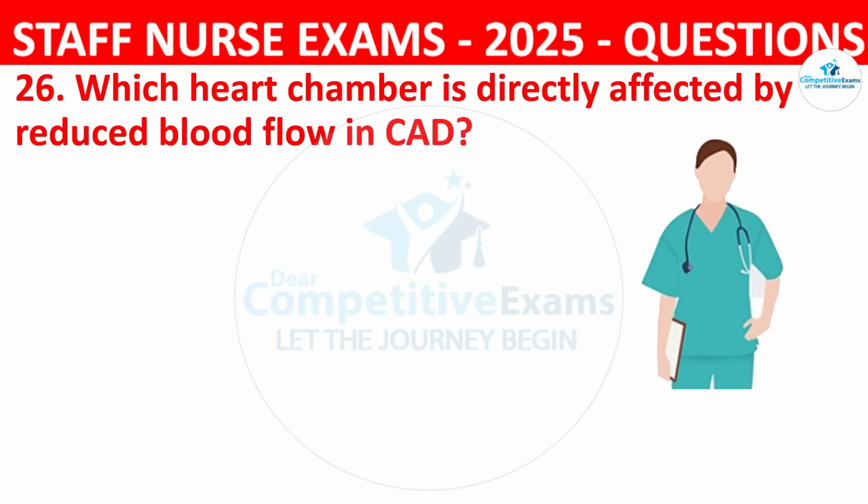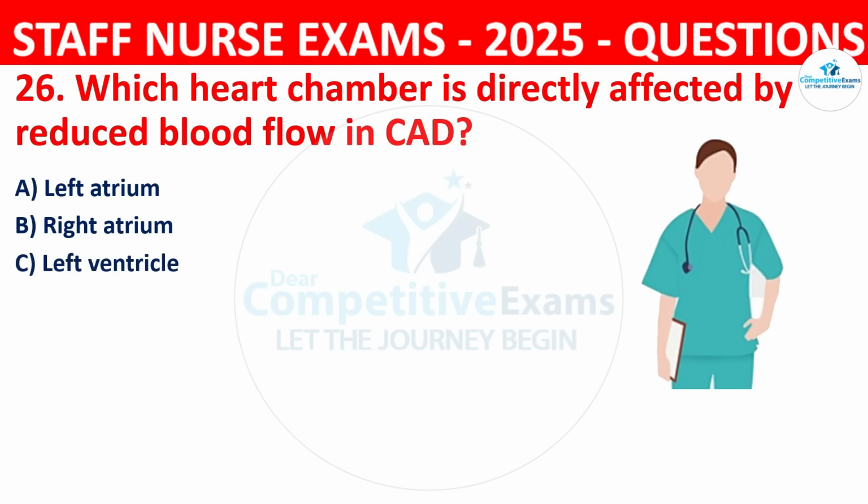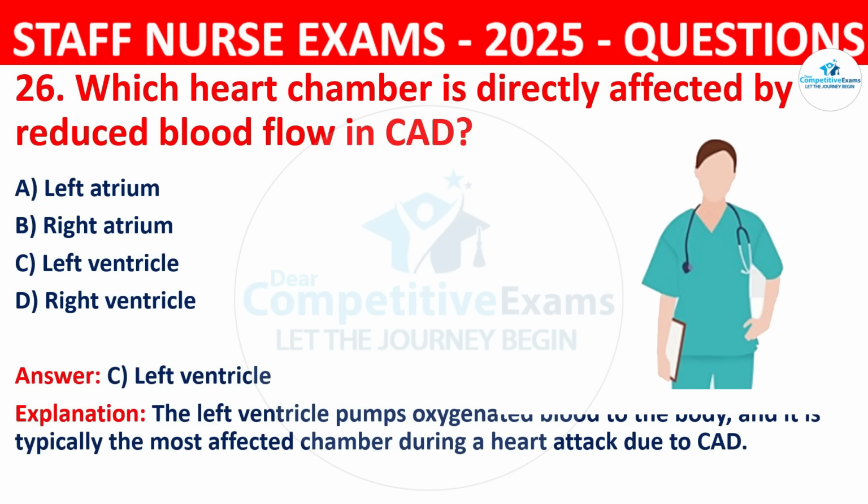Question number 26. Which heart chamber is directly affected by reduced blood flow in CAD? The options are left atrium, right atrium, left ventricle, or right ventricle. The correct answer is C, that is left ventricle. The left ventricle pumps oxygenated blood to the body, and it is typically the most affected chamber during a heart attack due to CAD.